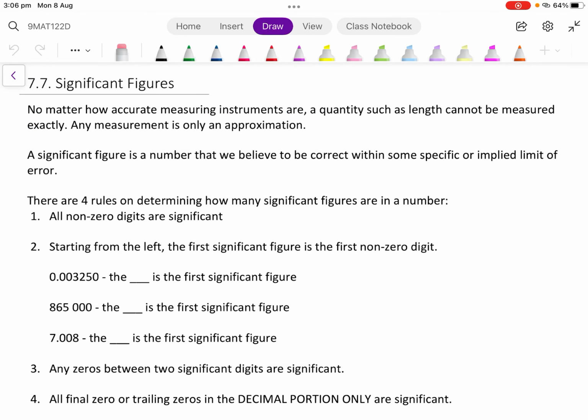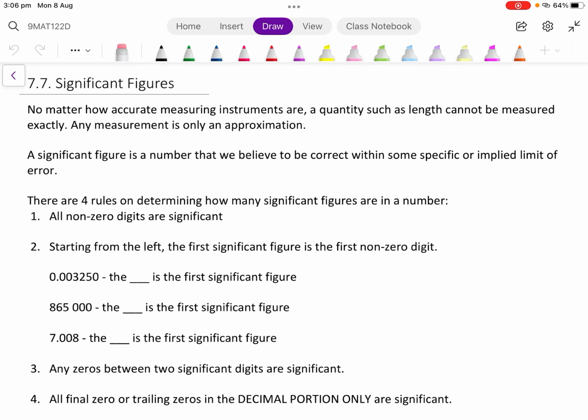Hello Year 9. Today what we're learning about is significant figures. No matter how accurate measuring instruments are, a quantity such as length cannot be measured exactly. Any measurement is only an approximation. A significant figure is a number that we believe to be correct within some specific or implied limit of error.